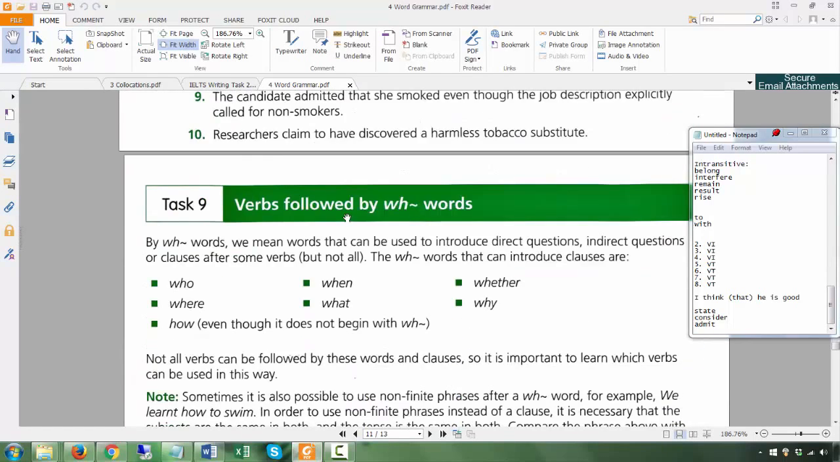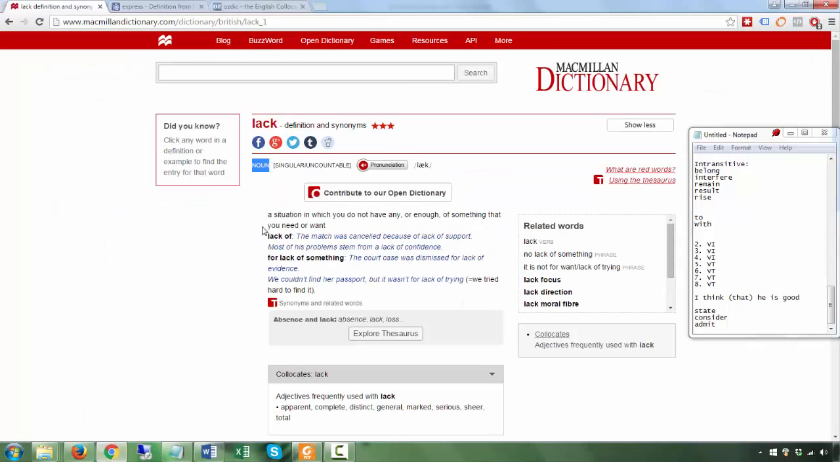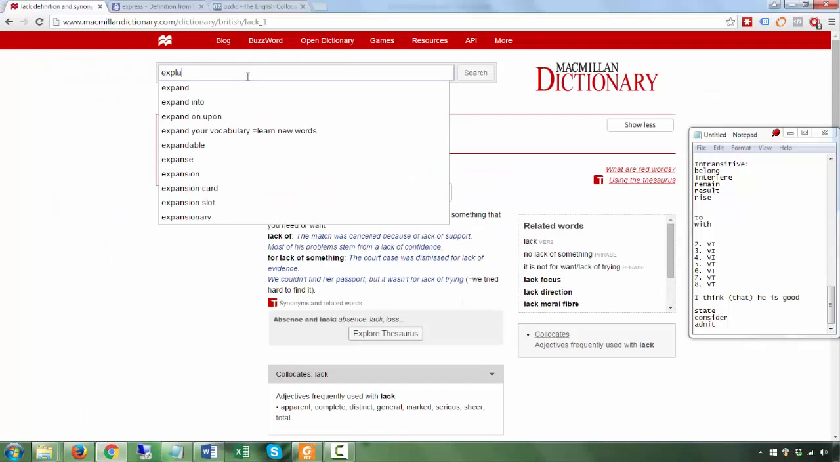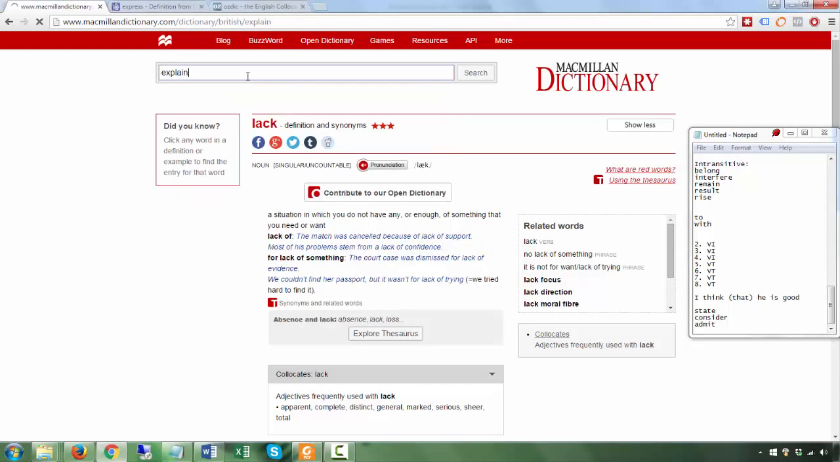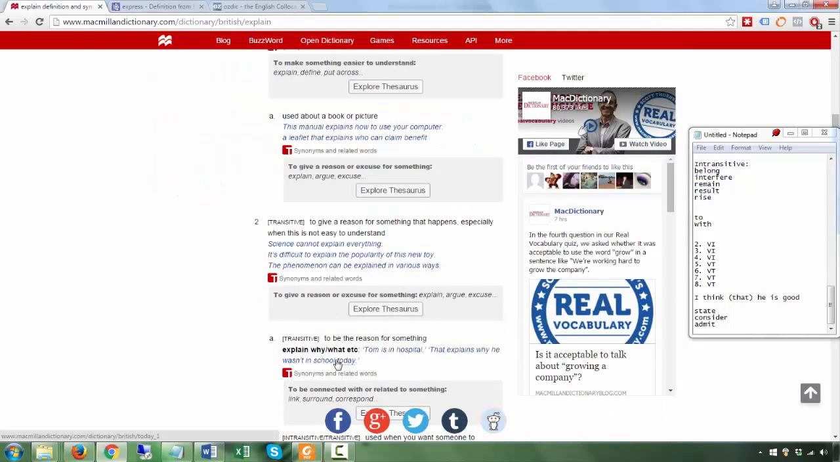So there are verbs which are followed by the WH words, like who, where, when, all this. Some verbs. So if you look for the entry for explain, you don't have the WH. Oh yeah, explain why, explain what. This is a common pattern.